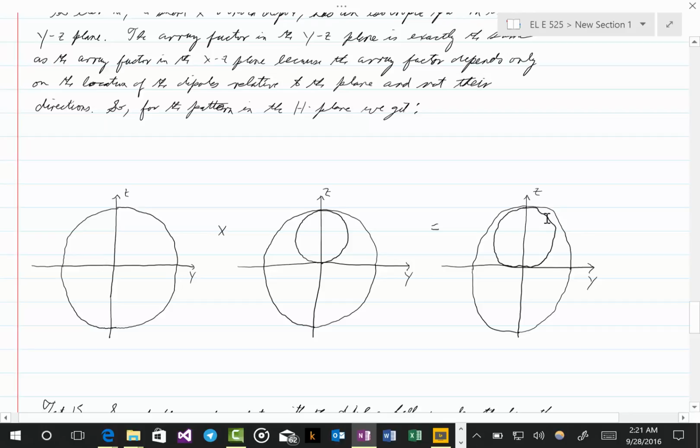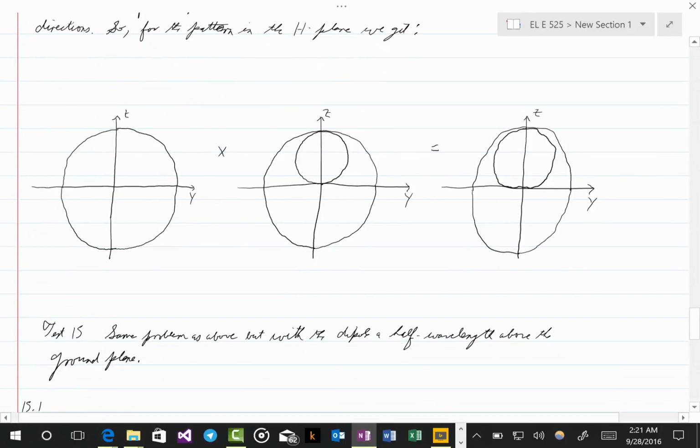And that completes lecture 15. So now let me explain to you what you want to do for the test for this lecture. It is going to be exactly the same problem, except that now the dipole, instead of being a quarter wavelength above the ground plane, will be a half wavelength above the ground plane. That's the only difference. It's still a short dipole.